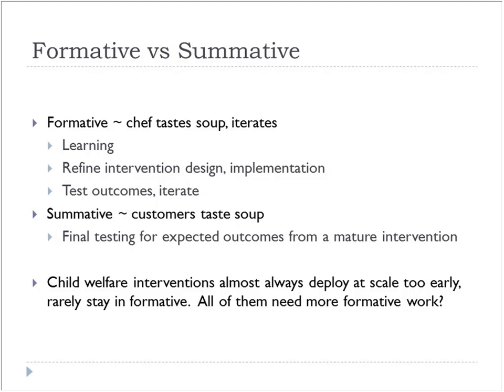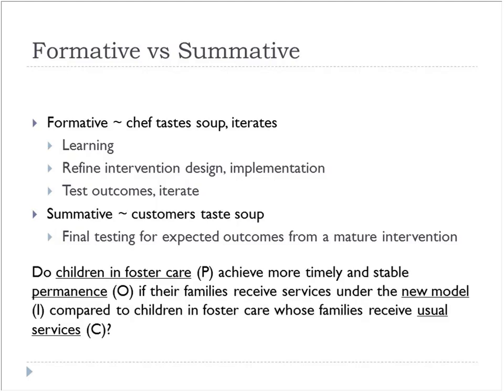So something like this, propensity score matching, without having to go through the full randomized controlled trials, is what we need, I think, in the formative stages, so that we can do this quick iteration of testing the soup.